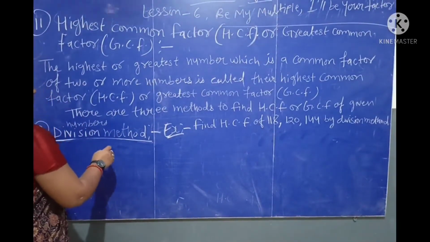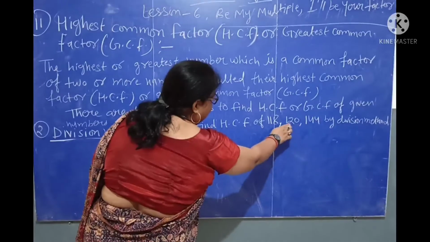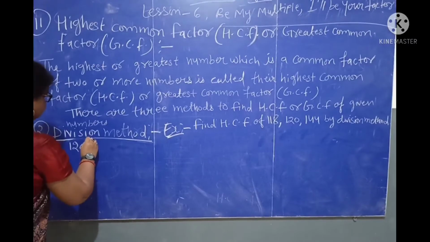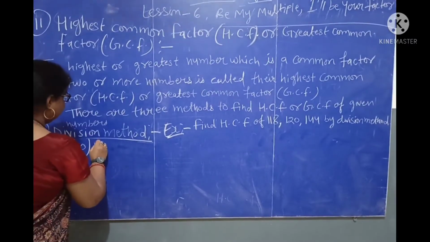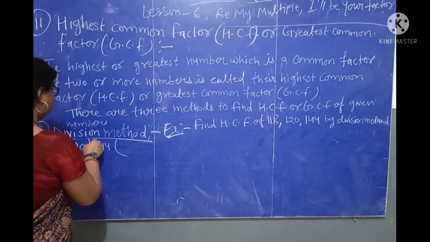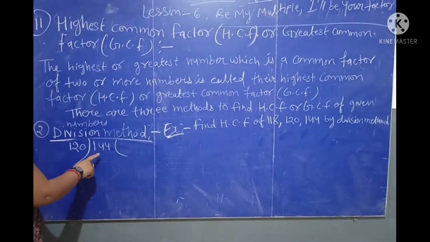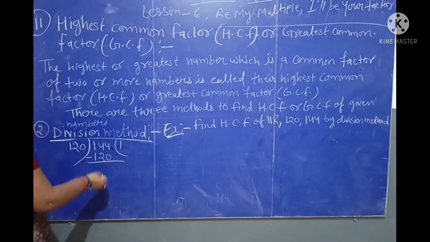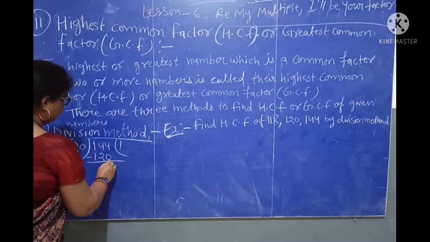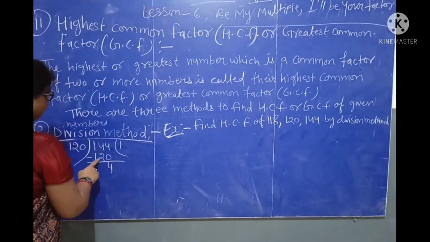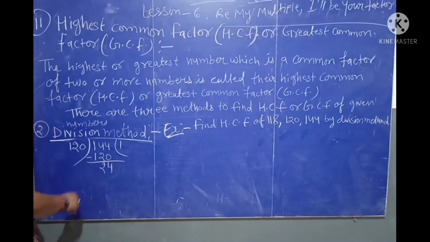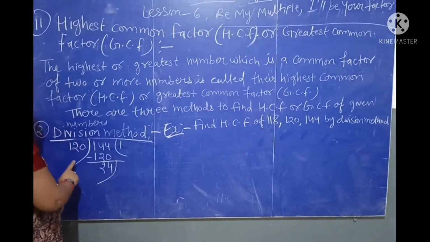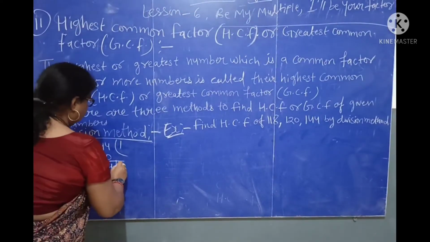First, we will divide 144 by 120. So we take 120 as a divisor and 144 as a dividend. Now 120 1s are 120. Let's subtract: 4 minus 0 is 4, 4 minus 2 is 2. Here is 24. Now 24 is the remainder. So now this remainder will become the divisor and this divisor will become the dividend.